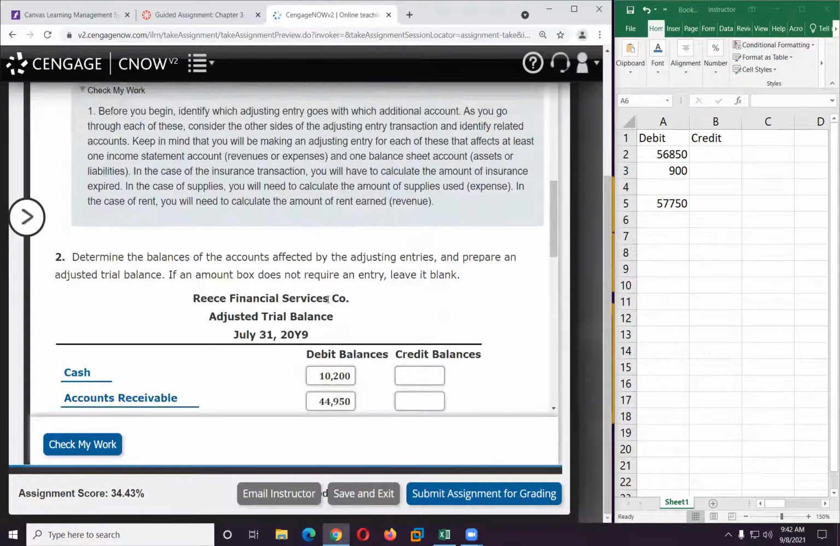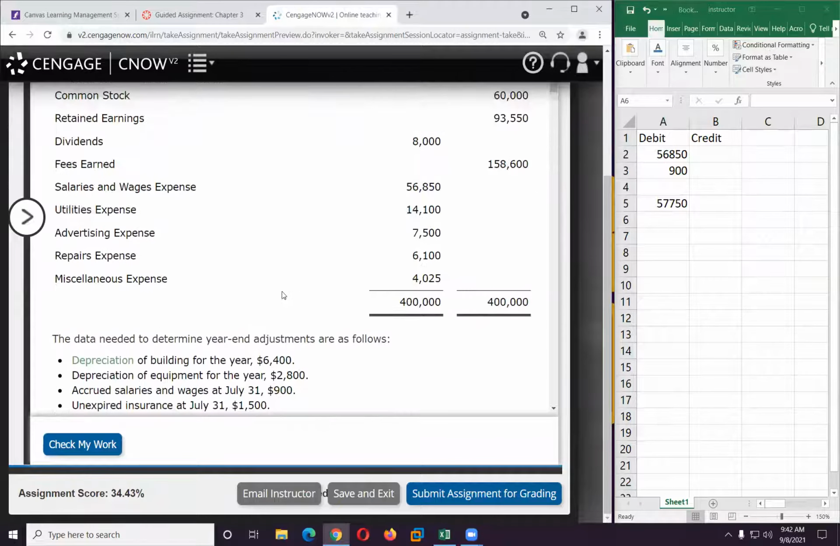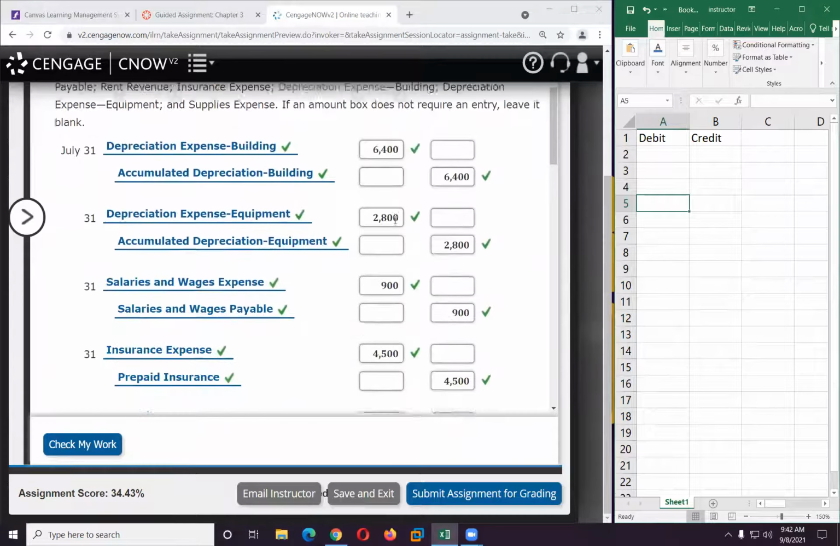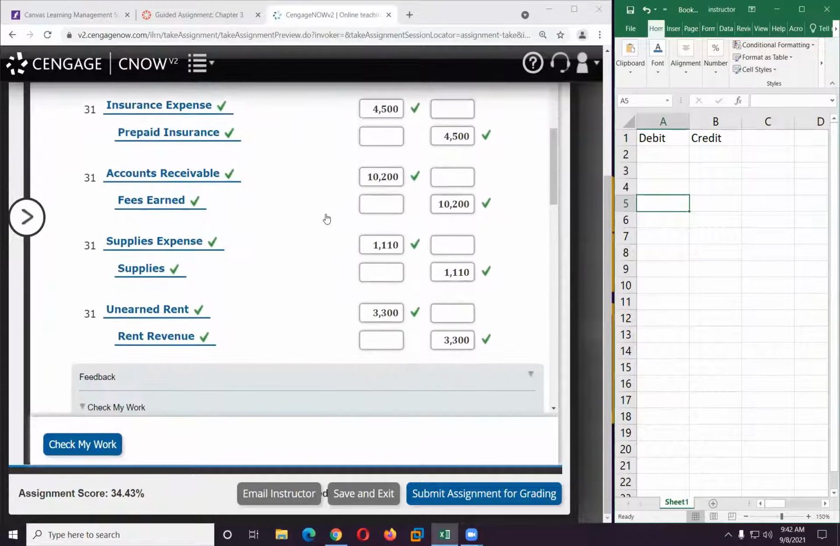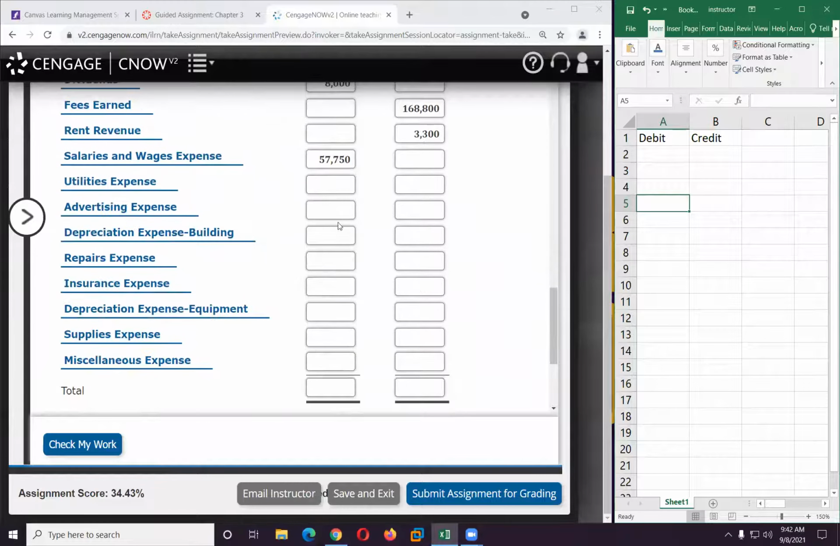Utilities expense had a debit balance of 14,100. Actually, I don't need to put it in here because there was no adjustment to it. So it had a debit balance of 14,100. There was no adjustment to utilities expense, so it still has a debit balance of 14,100.